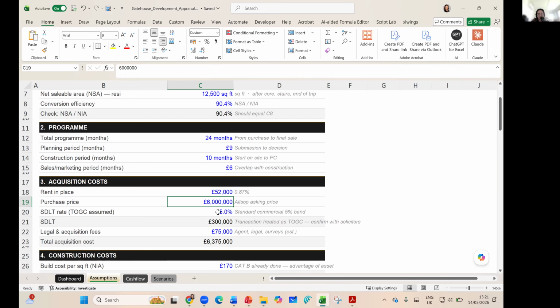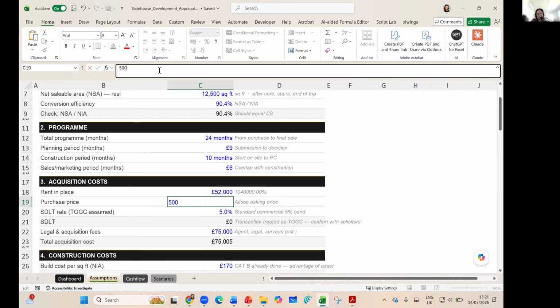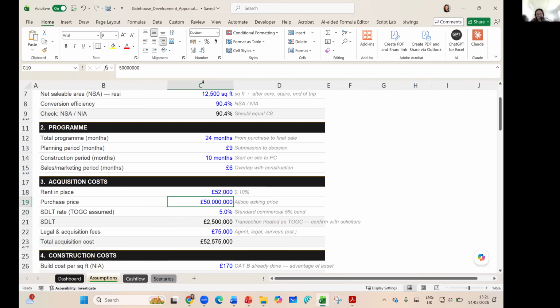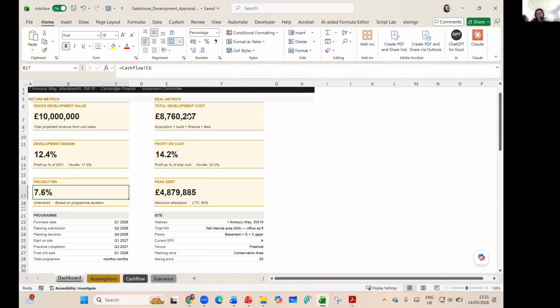This is how you can stress test. You can also say, what happens if you pay 5 million, for example? Does it impact your IRR? If you pay 1 million less, instead of paying 6 million you pay 5 million, then it starts to look a little bit better.